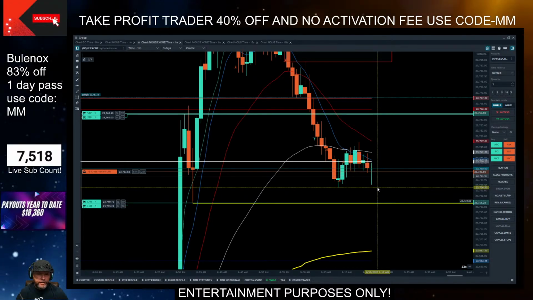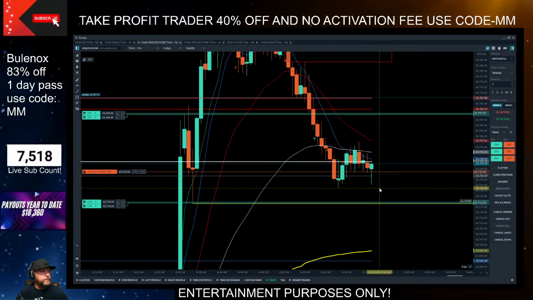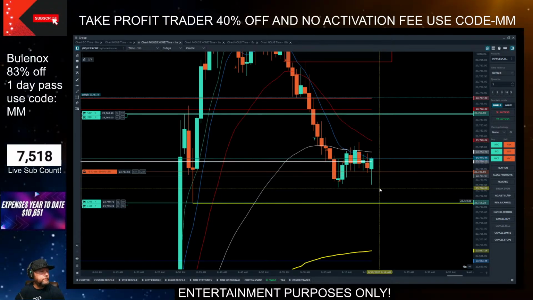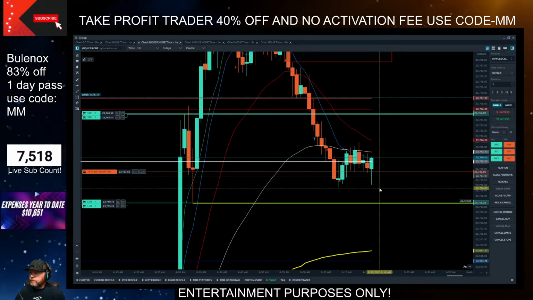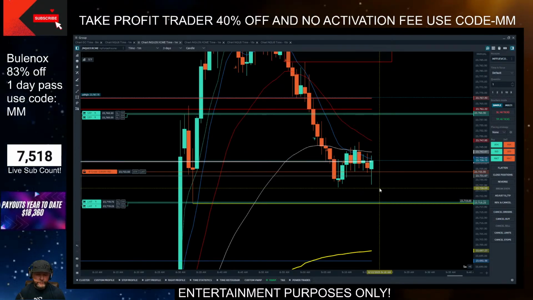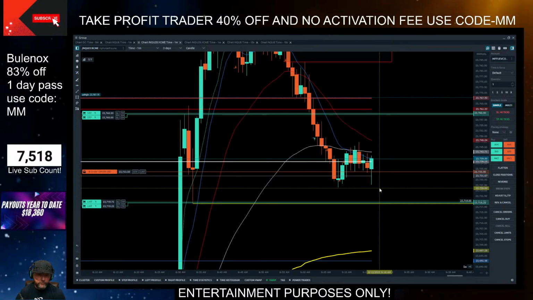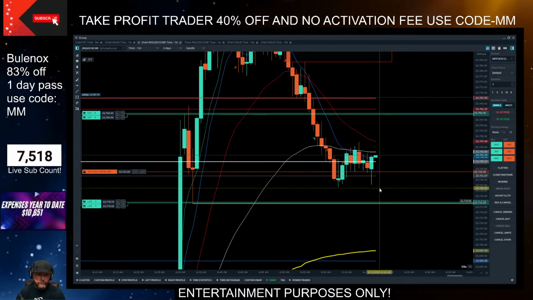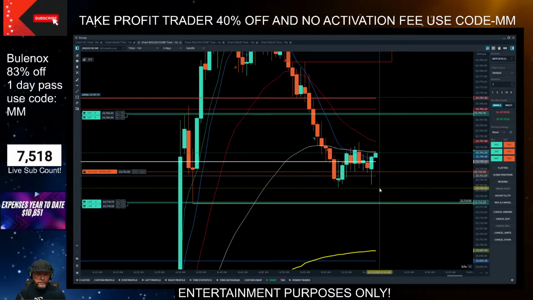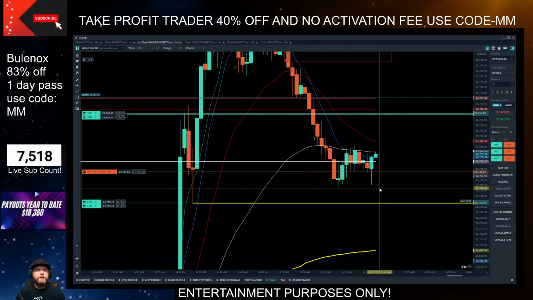I'm probably going to put the stop to break even if we break this low at 26.50. Doesn't look like it wants to do it, though. Chopping around in this range.